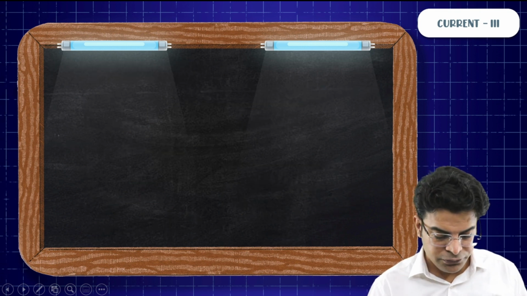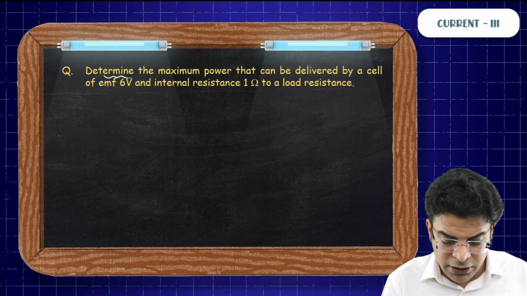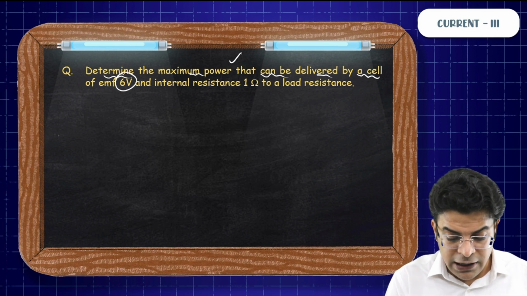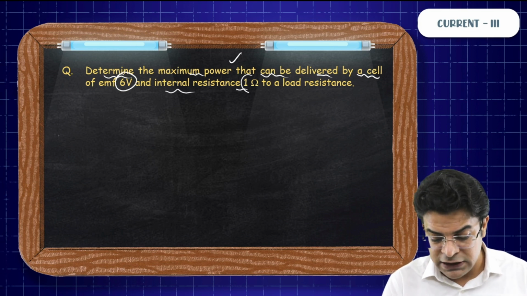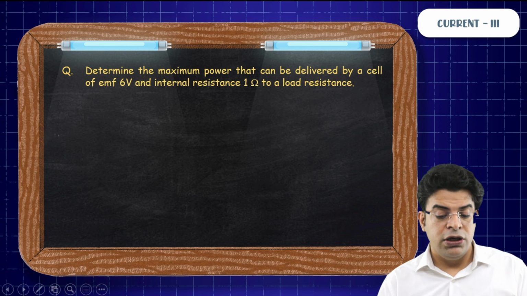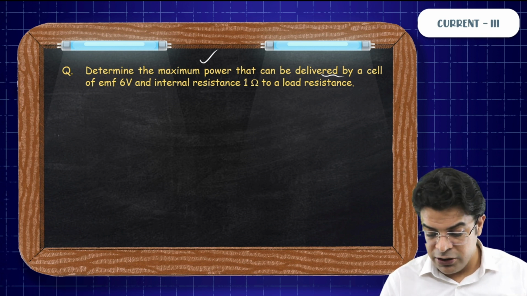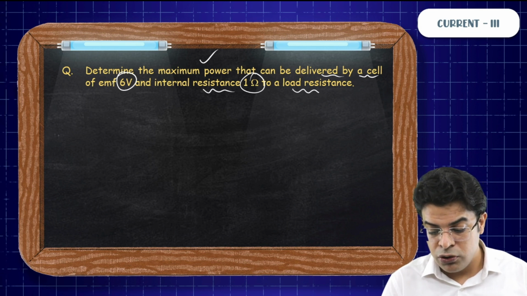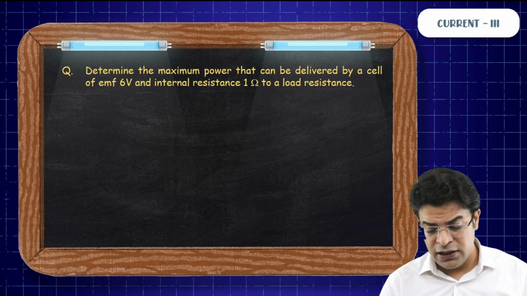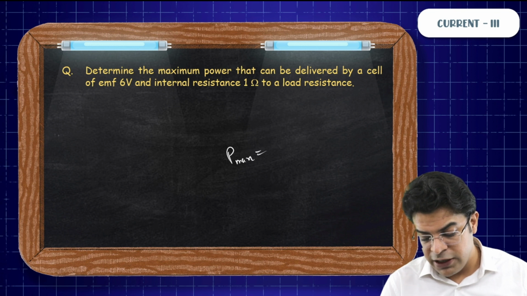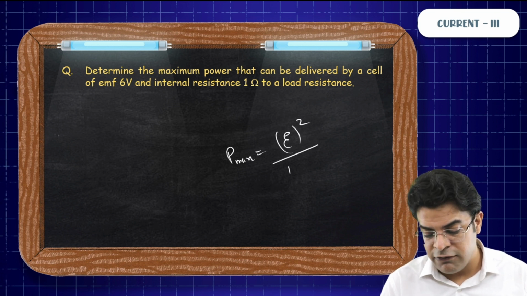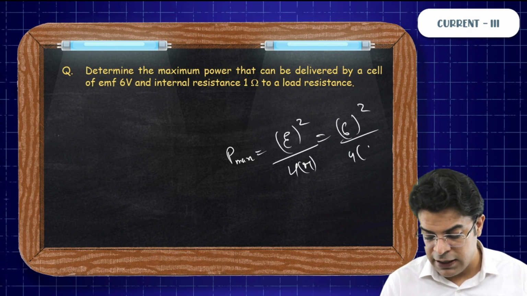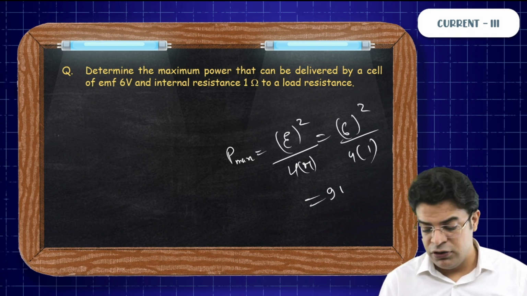Let's move on to a simple question. Determine the maximum power that can be delivered by a cell of EMF 6 volt and internal resistance 1 ohm to a load resistance. We have just learned that the maximum power dissipated equals the EMF of the cell whole square divided by 4 times the internal resistance. So I will simply get 6 square by 4 times 1, that becomes 36 by 4, that is 9 watt.